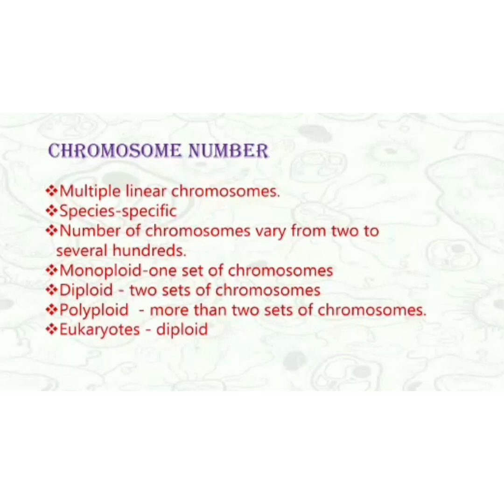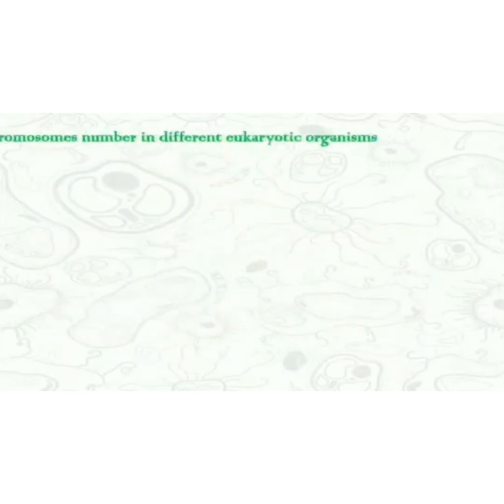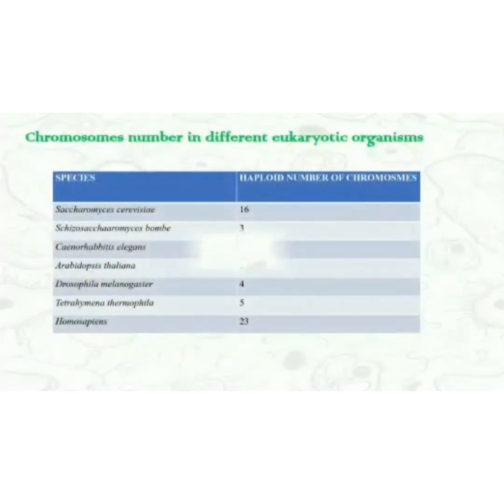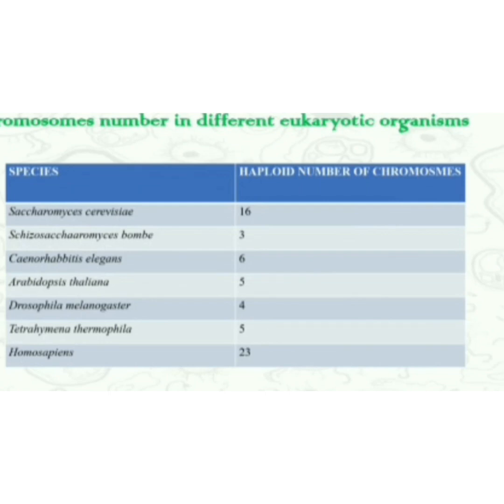Chromosome number in different eukaryotic organisms. The species Saccharomyces cerevisiae, budding yeast, has 16 haploid chromosomes. The species Schizosaccharomyces pombe, fission yeast, has 3 haploid chromosomes. The species Caenorhabditis elegans has 6 haploid chromosomes. The species Arabidopsis thaliana has 5 haploid chromosomes.